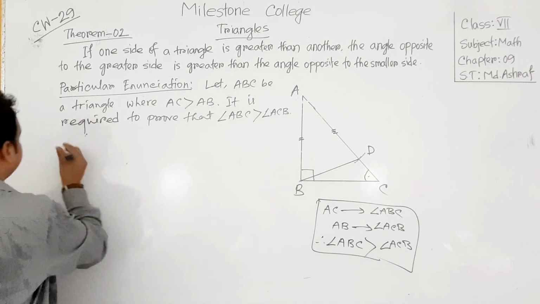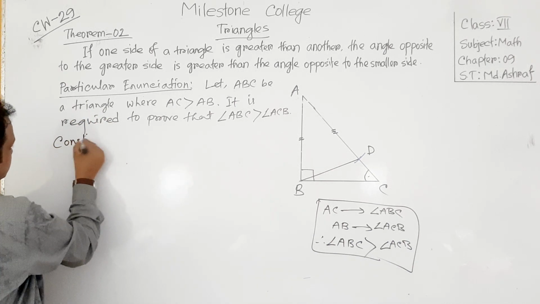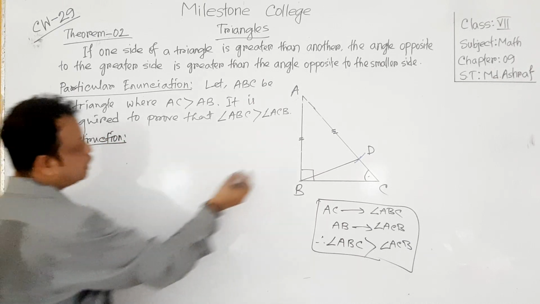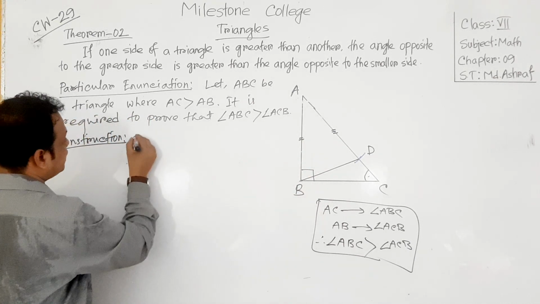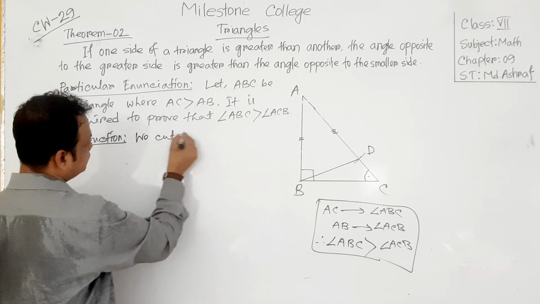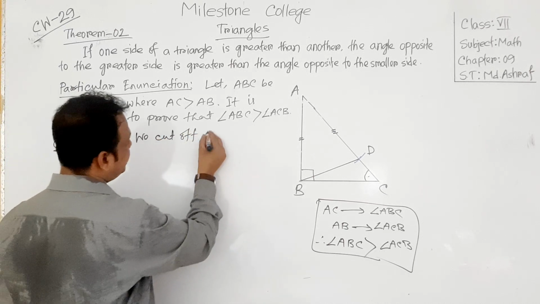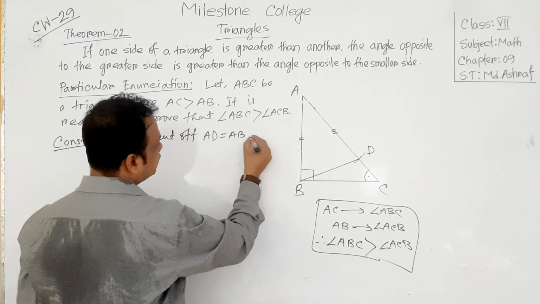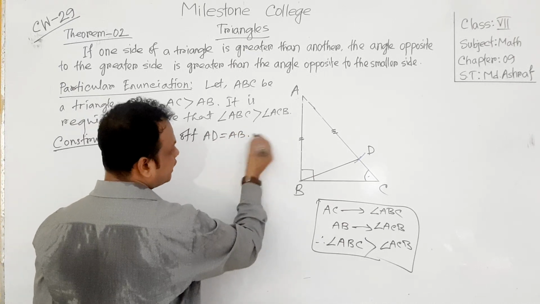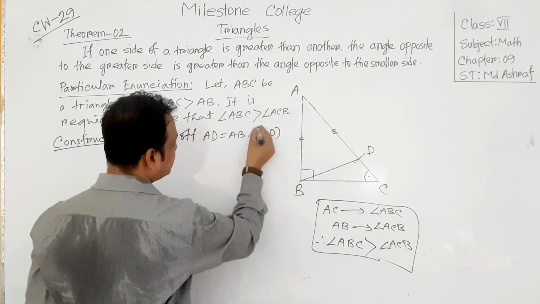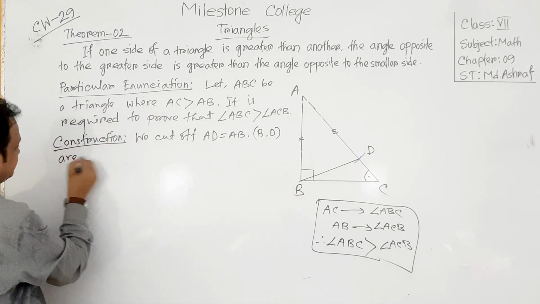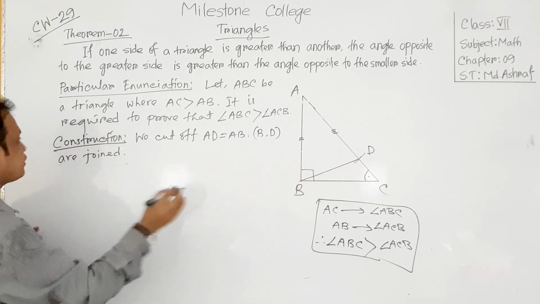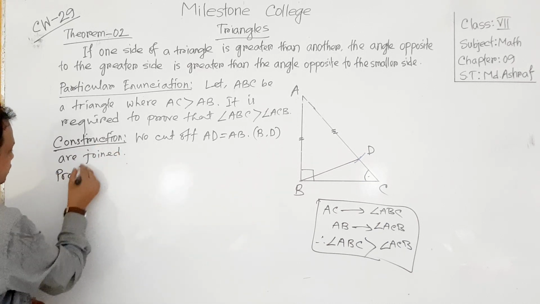So we'll get the construction part here. In construction we have done, we cut AD equals to AB and B, D are joined. So this is the construction part. Now we'll do the proof.